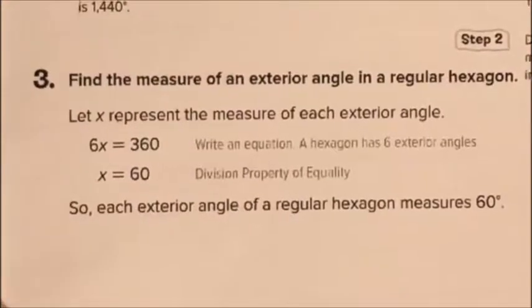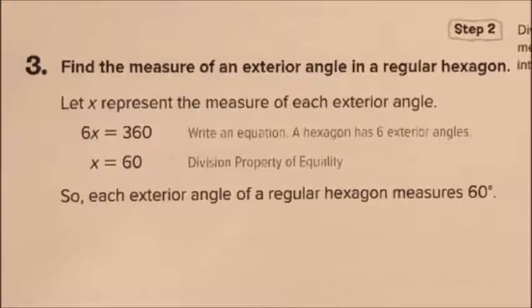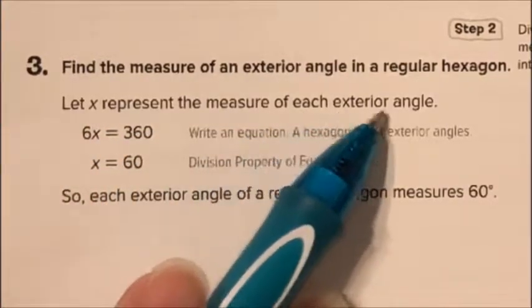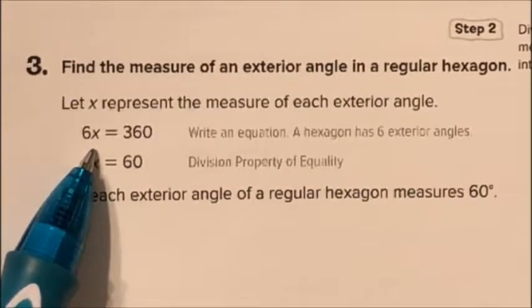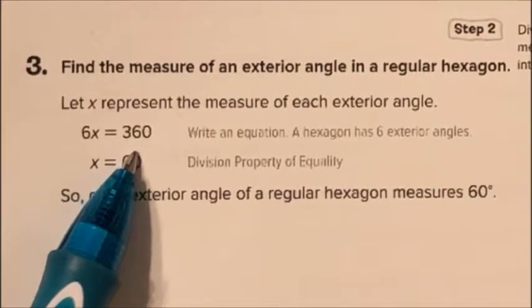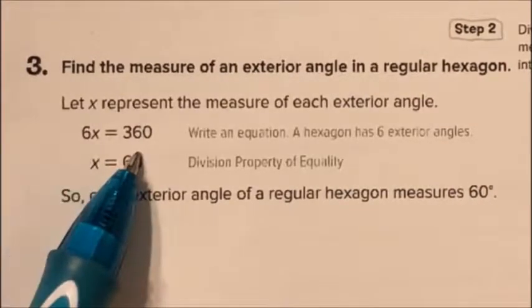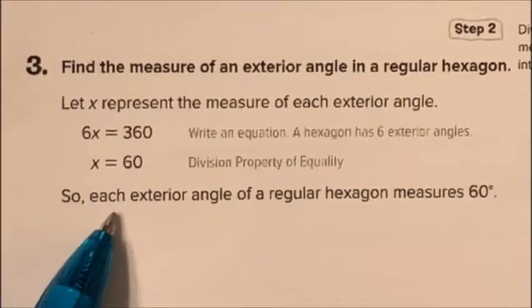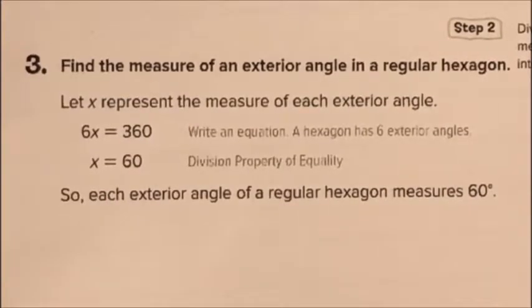Example number 3 says find the measure of an exterior angle in a regular hexagon. So again, hexagon is 6-sided. So the formula that I'm going to use, let x represent the measure of each exterior angle. So 6x, because there's 6 of them, because it's a hexagon, and they all have to equal 360. So I divide both sides by 6. So x equals 60. So each exterior angle of a regular hexagon measures 60 degrees.